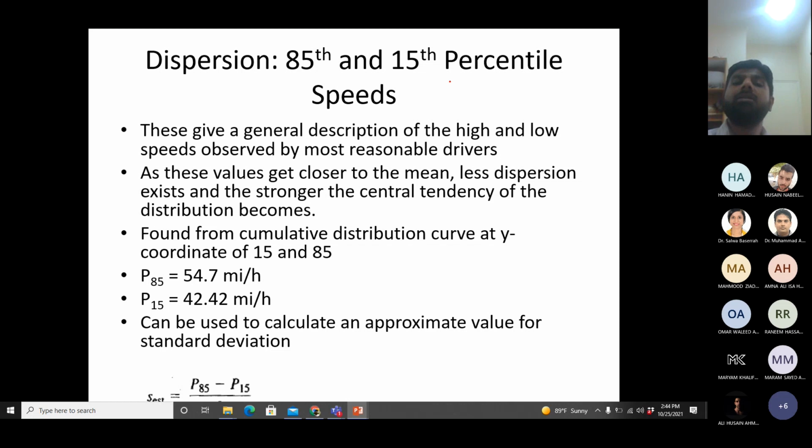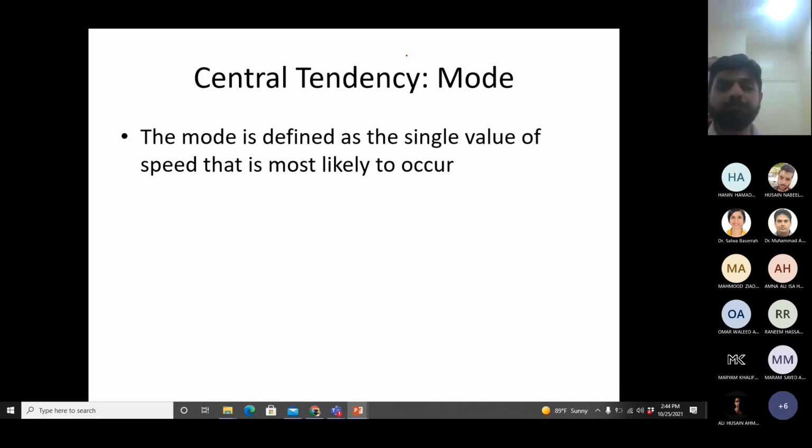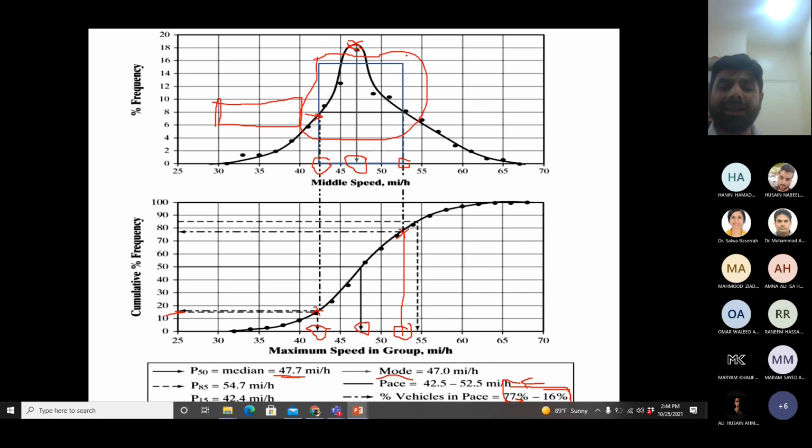So percentile is the upper limit for the number which is given with the percentile. The 85th percentile means this is the upper limit for 85% of drivers. Let me first tell you how we get the percentile values. For calculating the percentile values, we will use the same method which we used for acquiring the median.